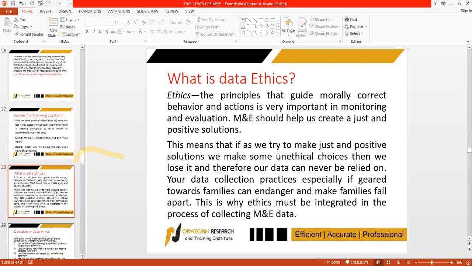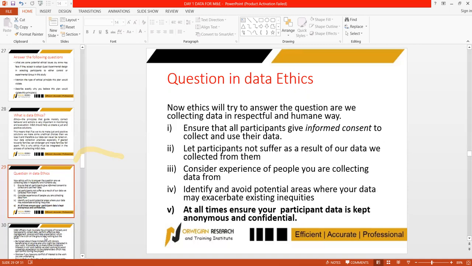So after that, I just tell you to ensure all participants give informed consent. Let participants not suffer as a result of your data being collected. Consider the experience of the people you are collecting information from. This will also give you a different research design, or the instrument you use must take into consideration the experience and education level of the respondent. Identify and avoid potential areas where your data may exacerbate existing inequalities.